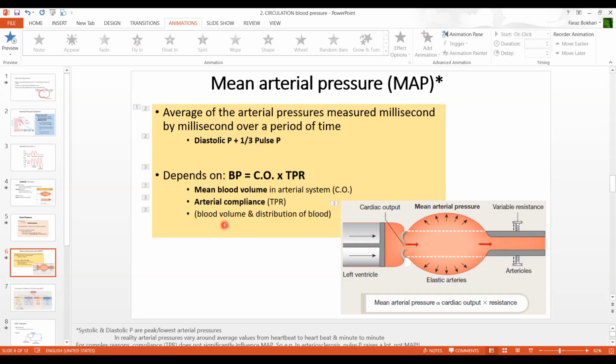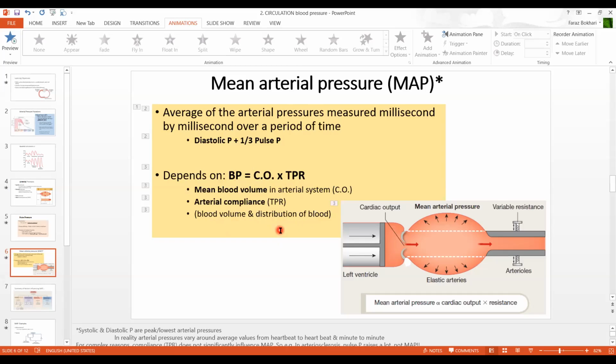Okay. Some two minor points here. First is blood volume. If somehow you have gotten a transfusion, or Allah forbid, there is blood loss, so you have decreased volume in your circulation, blood pressure will fluctuate accordingly. So more blood volume, more blood pressure; less blood volume, less blood pressure. This is obvious.